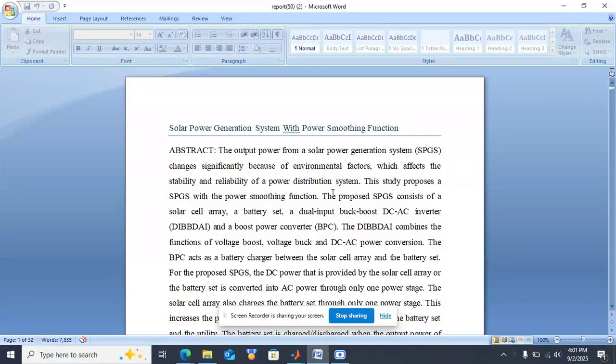Here we are seeing about the solar power generation with power smoothing function. That is, we are using one PV panel and one battery, and using those two sources, we are providing power to the inverter, and that inverter consists of a dual input. That is, a battery set and a PV source, and the switching over of the sources will be smoothened with the controller.